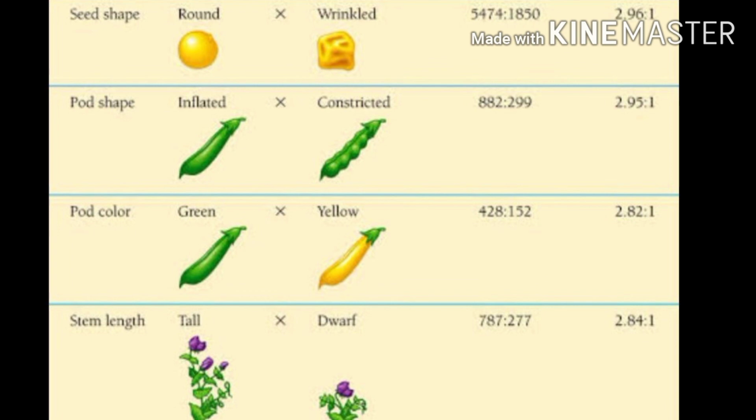The next sixth character he had chosen was pod color. He has chosen a pea plant having the green colored pod and the other plant having the yellow color. Now you can see the seventh character which he has chosen for his experiment was stem length. He has chosen a pea plant which is tall and crossed it with another plant which is short.